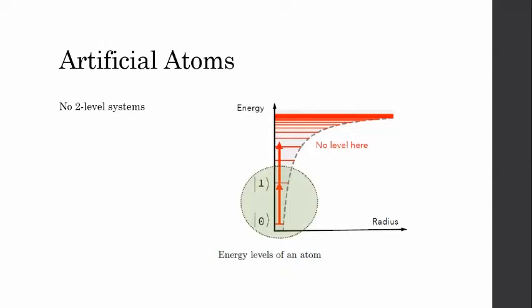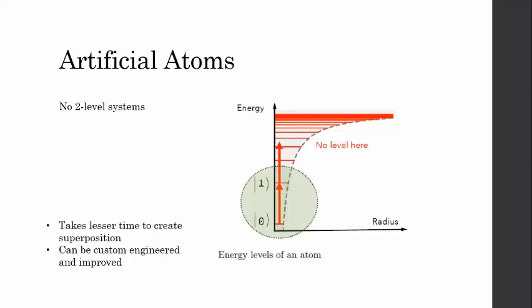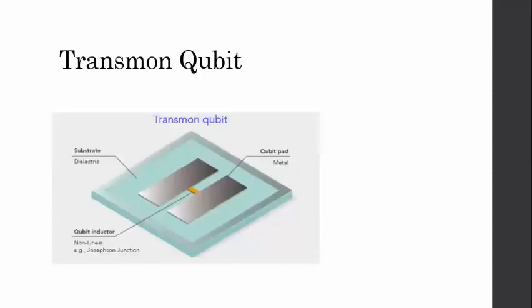We can control the state of these atoms by providing it with an energy corresponding to the energy gap. We shine lasers with light corresponding to the transition frequency of that particular transition to manipulate the system. We can also make artificial atoms to work as qubits, and Transmon Qubit is one such example. We do so to gain the advantage of lesser time to create superpositions and the freedom to customize and improve the design we engineer.